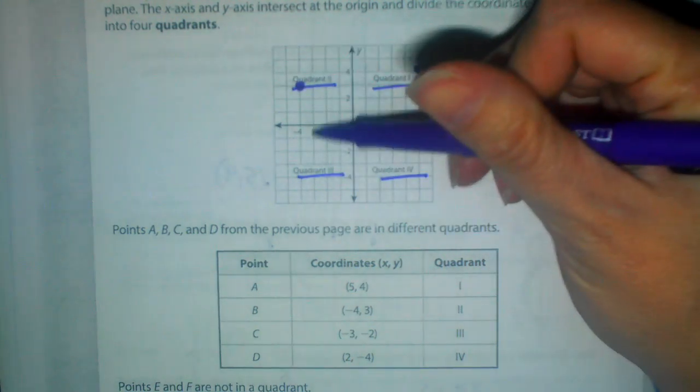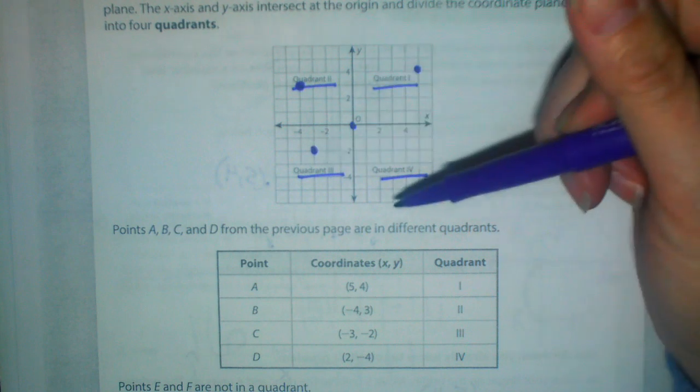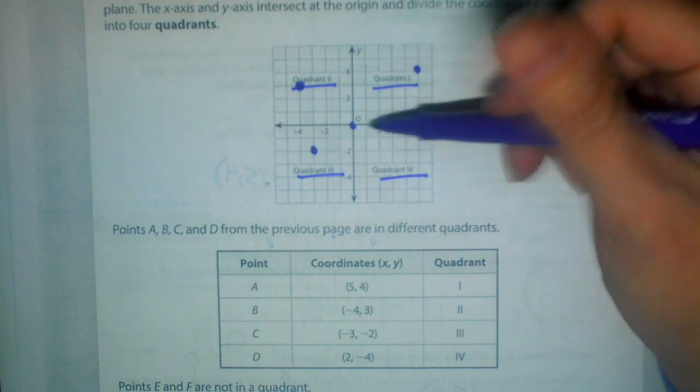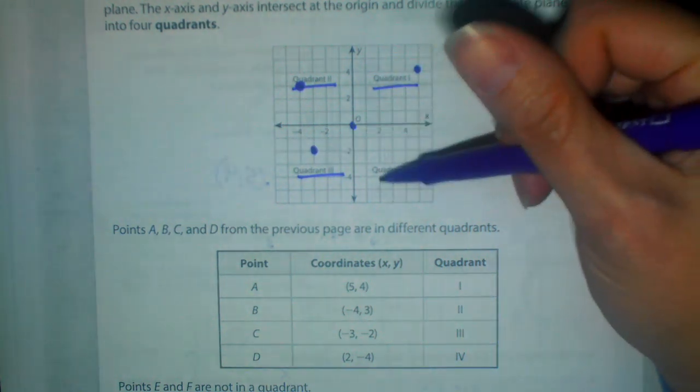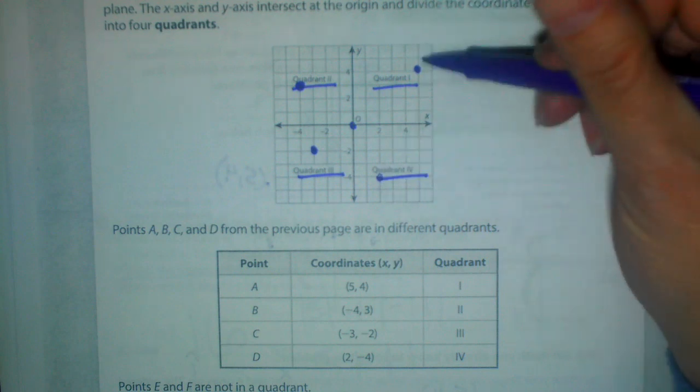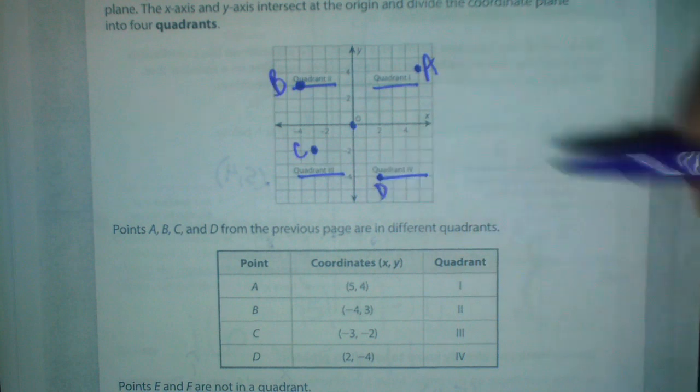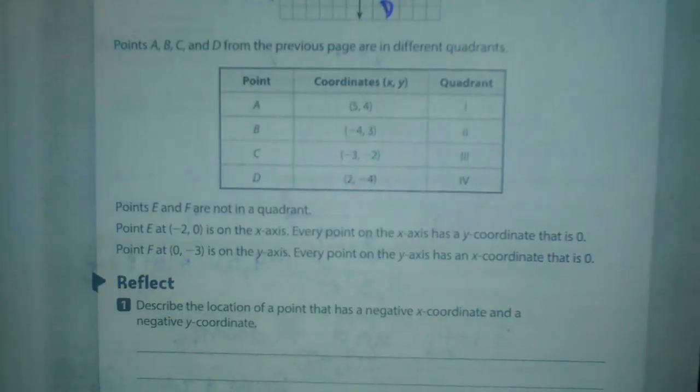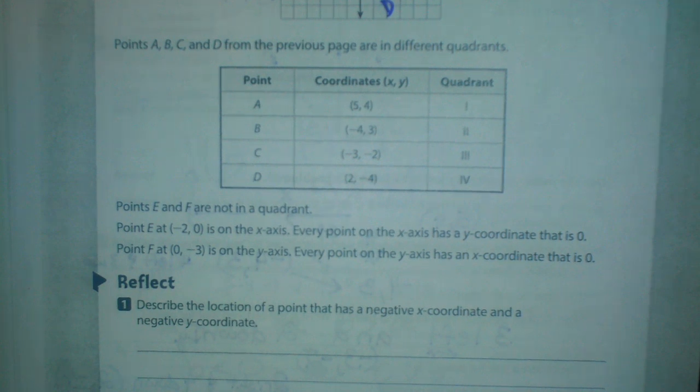Negative 3, negative 2 is in quadrant 3. And positive 2, negative 4 is in quadrant 4. So this was A, this was B, this was C, and this was D. Points E and F are not in a quadrant. Point E was at negative 2, 0.